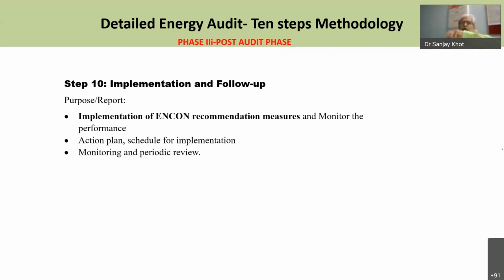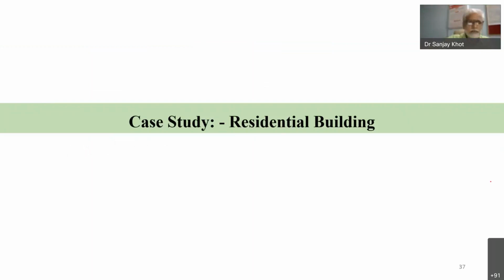Now I'll take one case study of a residential building. It is a very simple case study. Suppose this is any independent bungalow, or you can consider any flat which consists of a 2-bedroom hall and kitchen, and all this utility. It consists of tube lights as well as fans. So in total it consists of 4 tube lights and 3 fans.